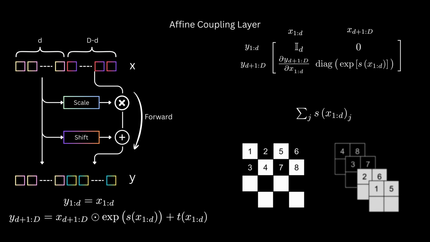We could also partition according to channels. So the first half of channels remains unchanged, and the second half is modified according to scale and shift values that are going to be computed using the first half of channels.